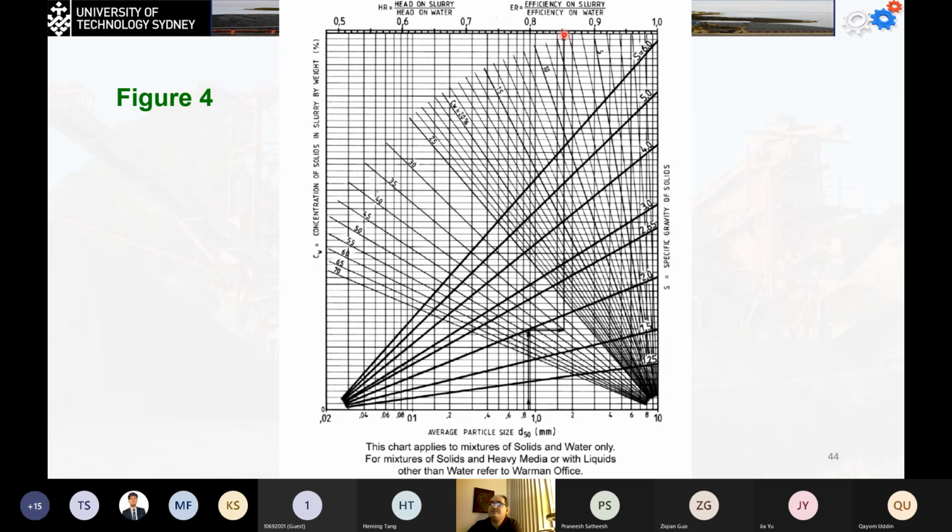The HR is the ratio of the head of the slurry divided by the head of the water, and the ER is the efficiency of the slurry over the efficiency of the water. Usually, both values are going to be the same. So I got something like 0.86, for example, as a percentage, or 86%. We're going to use this chart a lot in our calculation procedure for the Warman pump type.